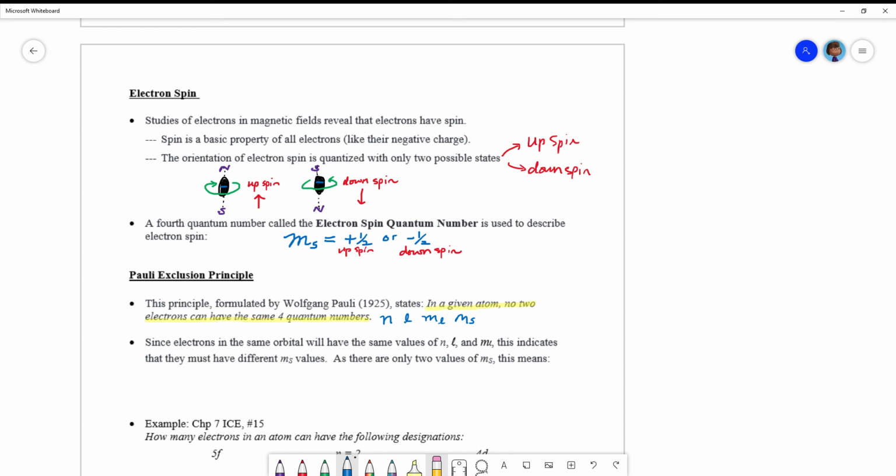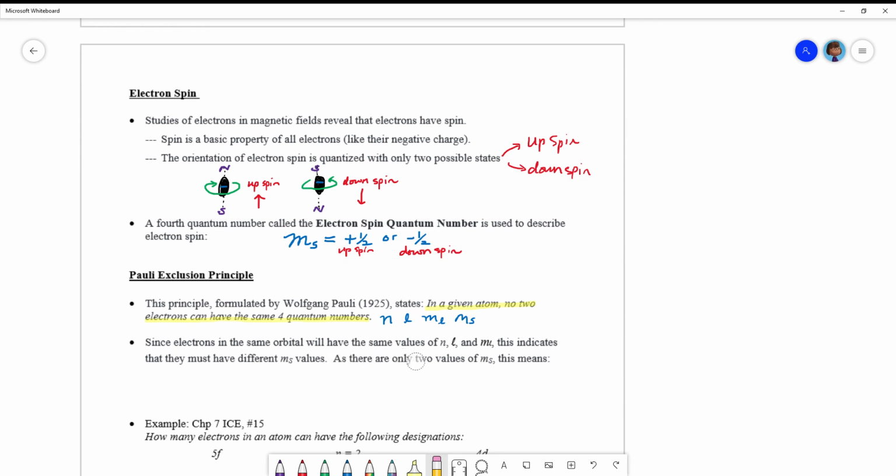Now, we just found out that electrons can only have two spin values, plus a half or minus a half. They have an up spin or a down spin. So what does this mean? Well, if we have electrons in the same orbital, they're going to have the same values of n, l, and m sub l. In order to make sure they don't have the fourth quantum number the same, they must have different m sub s values.